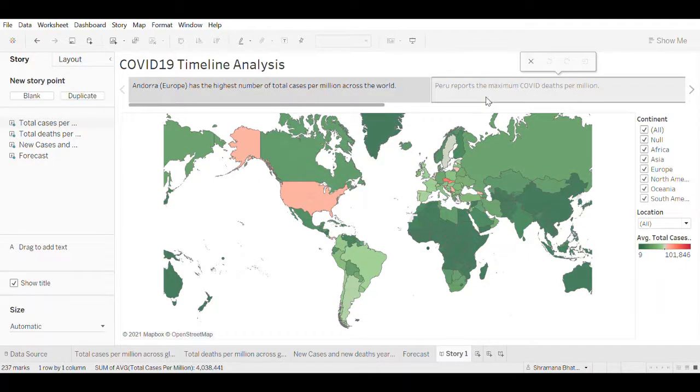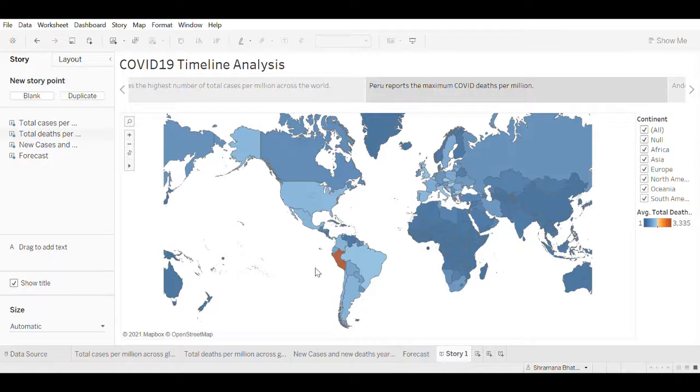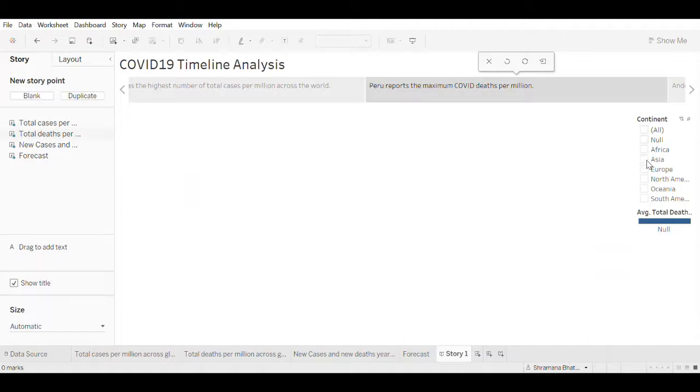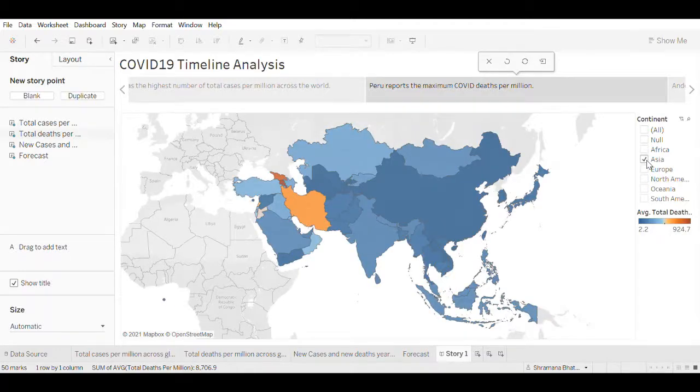That is how you can study this particular analysis. This shows the average total cases per million across the globe, and this particular picture of the globe shows the average total deaths per million, which is the highest, 3,335 for Peru here. And now again, if I want to study for, say, Asia, the highest death I think was reported by Armenia, 924.7, average total deaths per million. You can see for India it is 137.2. Like this you can check for the rest.